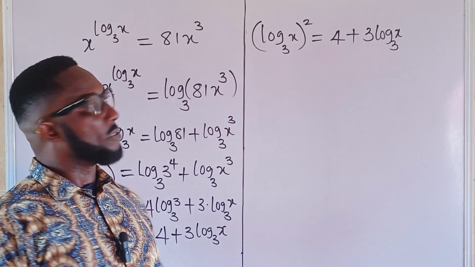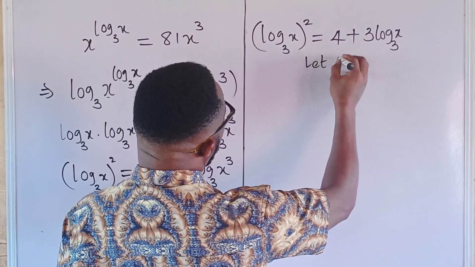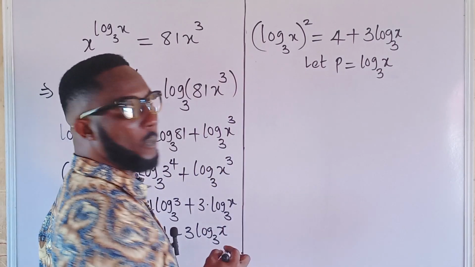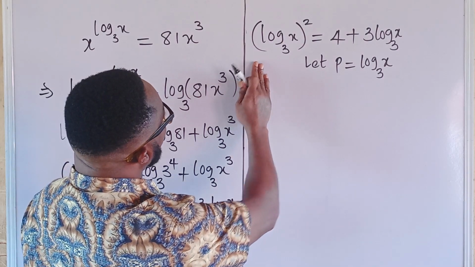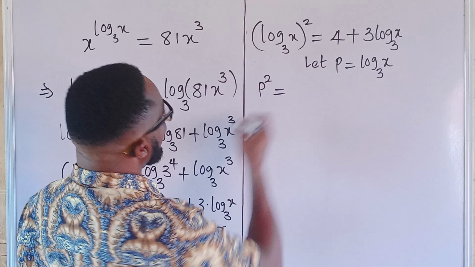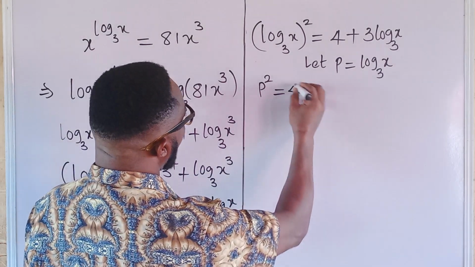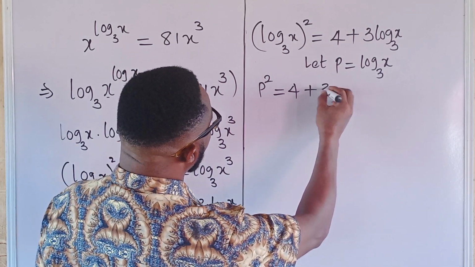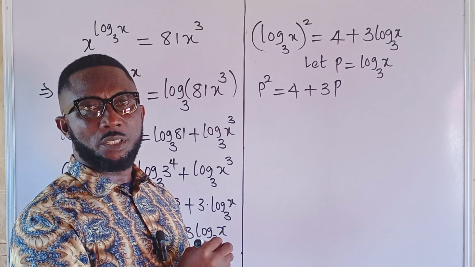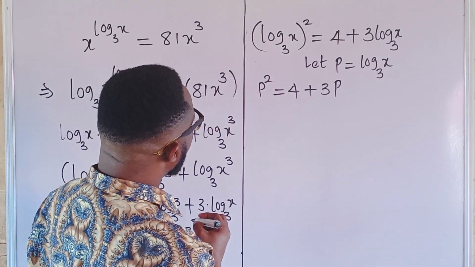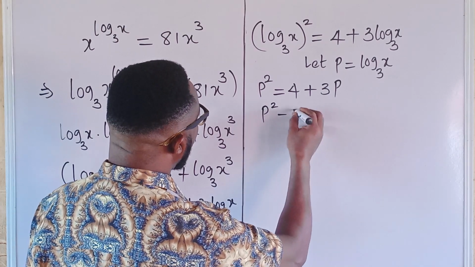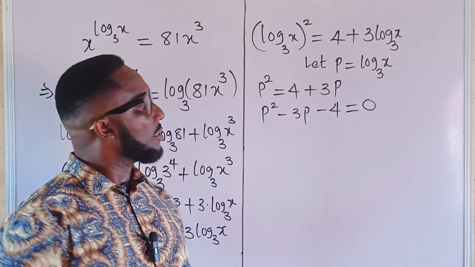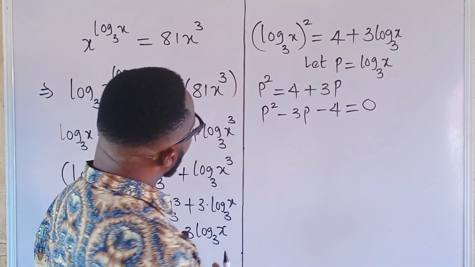Now we shall make a substitution. Say let p equal to log to base 3 of the argument x. Now log to base 3 of the argument x whole squared becomes p squared. On the right side we have 4, then 3 log to base 3 of the argument x, that becomes 3p. So this is a quadratic equation. I shall rearrange it in the standard form. That becomes p squared minus 3p minus 4 equal to 0. So this quadratic is very easy to factor.